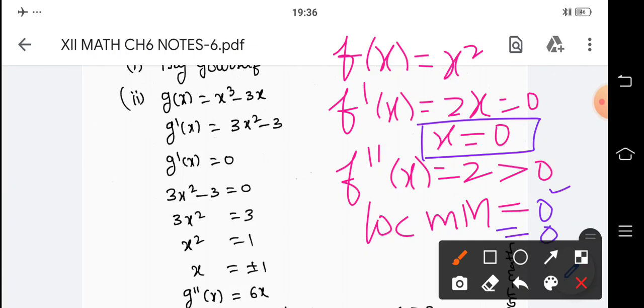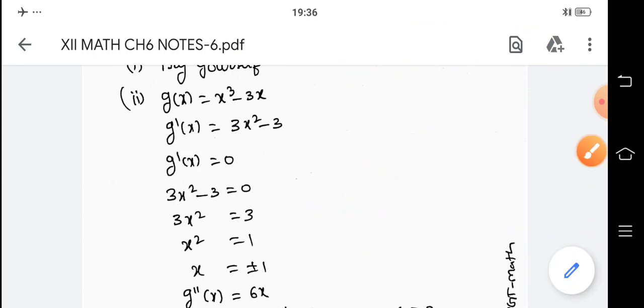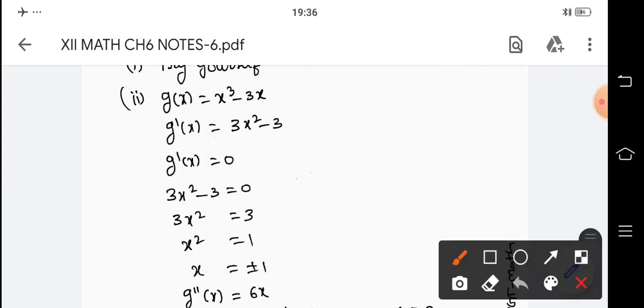That's all. That is the first question solution. This is the first question, you can try yourself. Next, g of x is equal to x cube minus 3x. First find out g dash of x, which is 3x square minus 3.